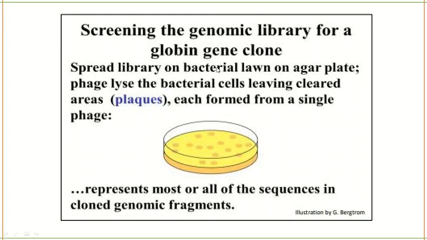So you spread the library on a bacterial lawn on an agar plate. The phage will lyse the bacterial cells and form plaques. And each plaque will contain one fragment of genomic DNA.